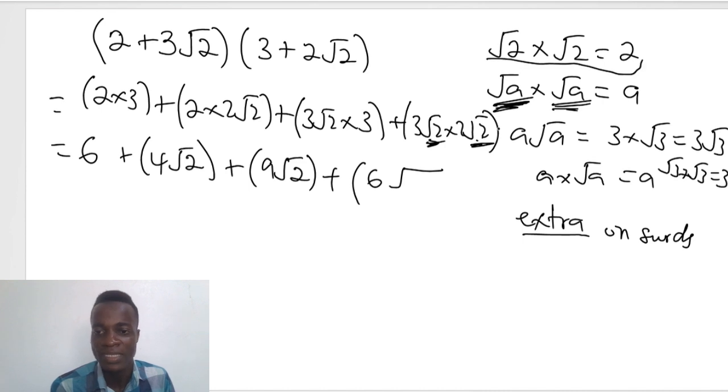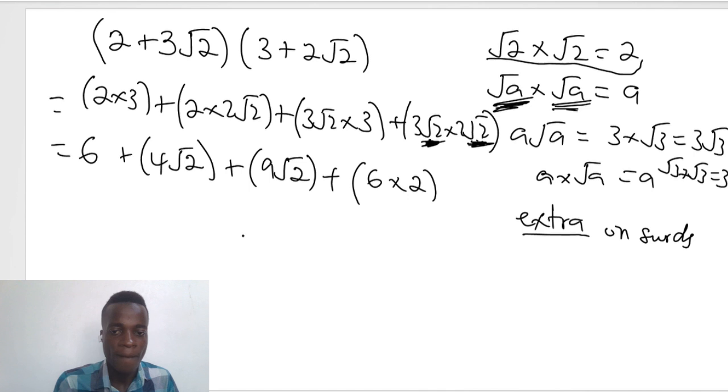The answer will be what? 2. If the same root is multiplying itself, we are going to have the answer to be just 2. So here the answer is 2. If the same root is multiplying itself, root 2 times root 2 is going to be 2, root 3 times root 3 is going to be 3. In that order. So now let's put things together.